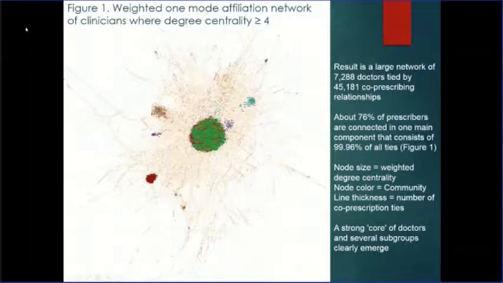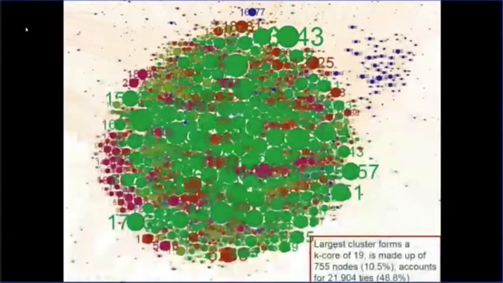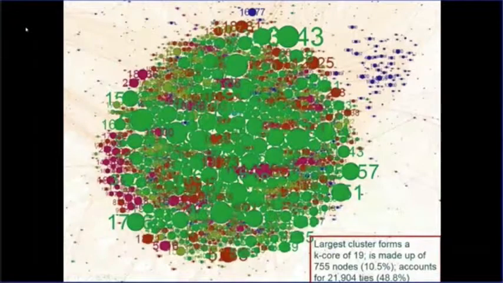And so what you see, it's very clear, there's a very strong core of doctors and then several important subgroups that emerge. This is just a blown up version of that main cluster in the center. You can see it's made up of 4 different communities, and it forms a K-core of 19, which is pretty big. This means that everyone in this K-core is connected to at least 19 other prescribers. It's made up of 755 nodes, which is 10% of the overall nodes in the network, but that accounts for almost 50% of ties in the network. So very, very strong clustering in this network, much stronger than we anticipated.